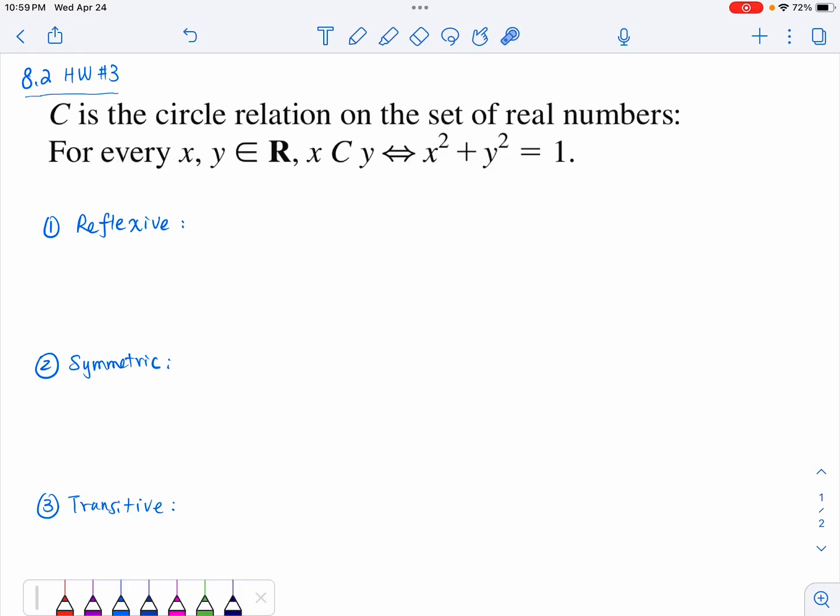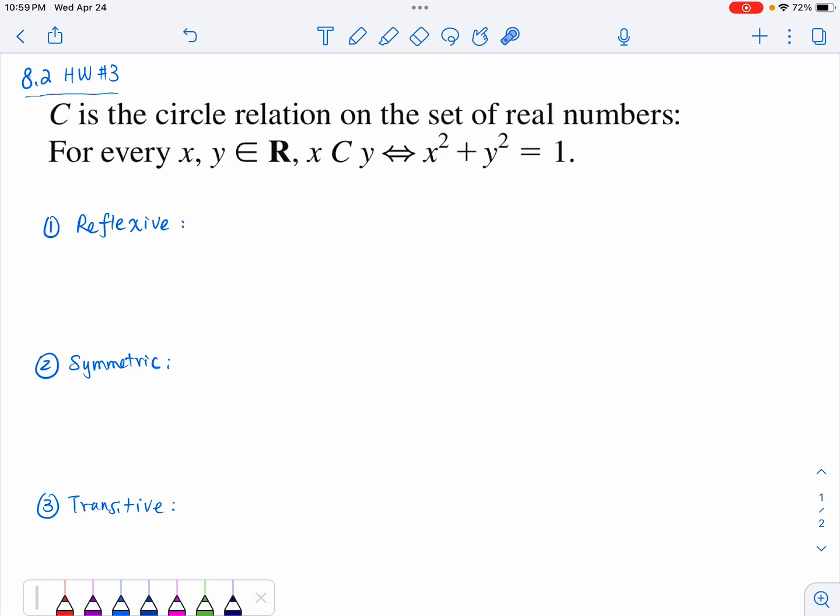Hi guys, this is section 8.2, homework number 3. In this problem, we are given C is the circle relation on the set of real numbers. What does that mean? It is defined here: for every x, y in real numbers, x and y belong to relation C if and only if x squared plus y squared is equal to 1. That means x and y are on this unit circle, right?